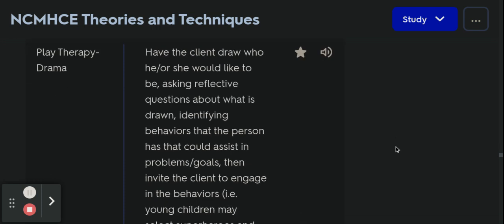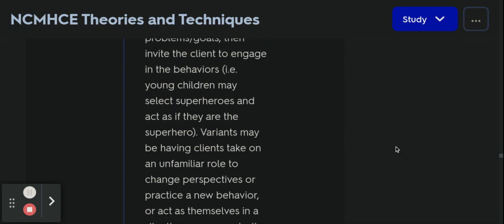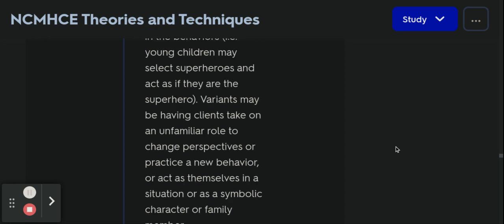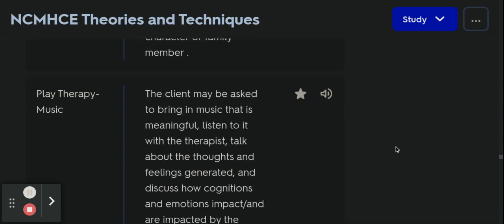Play therapy, drama. Have the client draw who he or she would like to be, asking reflective questions about what is wrong, identifying behaviors that the person has that could assist in problem goals, then invite the client to engage in the behaviors. For example, young children may select superheroes and act as if they are the superhero. Variants may be having clients take on an unfamiliar role to change perspectives or practice a new behavior, or act as themselves in a situation or as a symbolic character or family member.